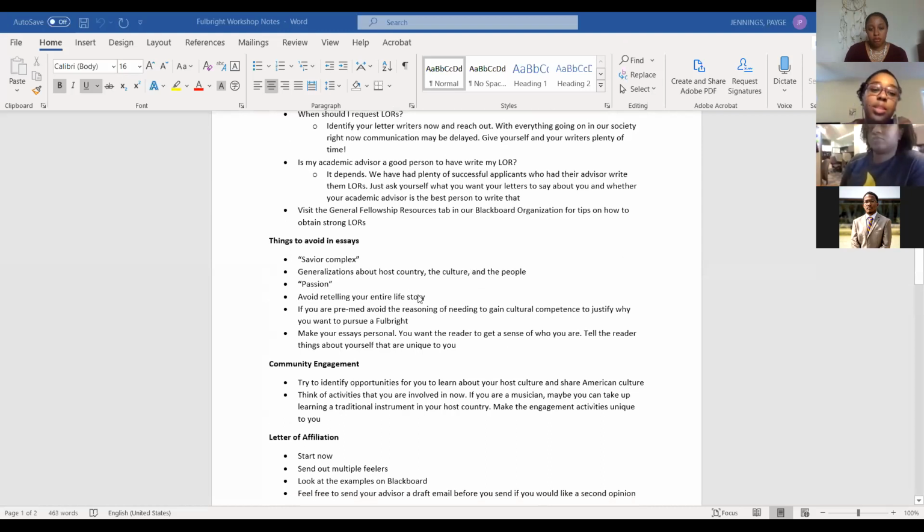So, things to avoid: savior complex. We often refer to this as white savior complex, but it's savior complex. Black people can do this too. Being in America, growing up here, we might think, oh, we know better than these other places. For some reason, that's just a very American thing. So make sure the way you approach your application is not, I'm going to help. It's, I'm going to learn and I'm going to contribute, right? It needs to be an exchange. It is a two-way street.